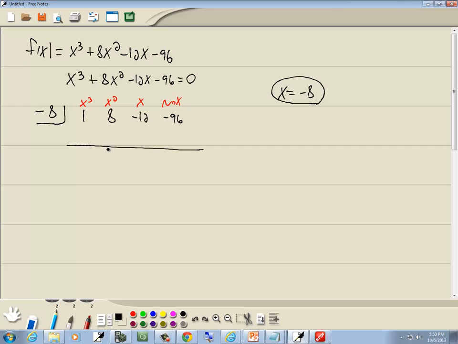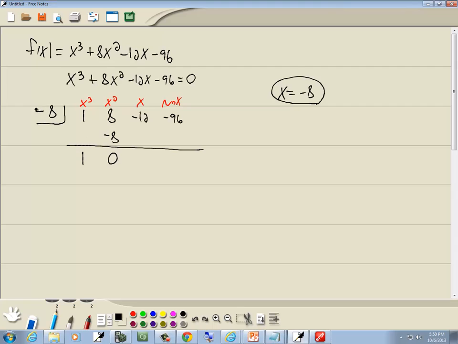Now we're going to go through a series of adding, multiplying over and over until we're done. We start at the leftmost column. 1 plus nothing is 1. Now you always multiply by the number up in the box, by the number you put down here. Negative 8 times 1 is negative 8. Then add. 8 minus 8 is 0.